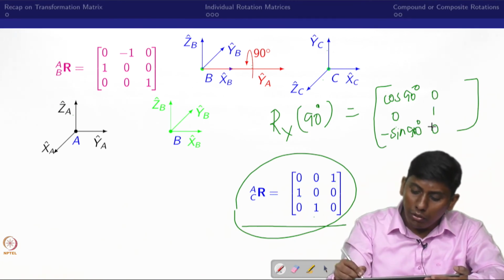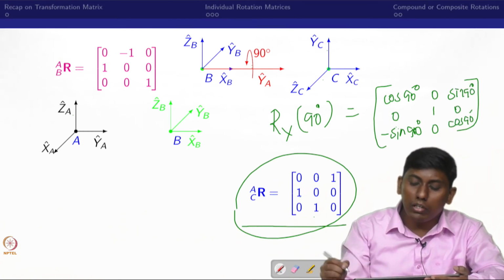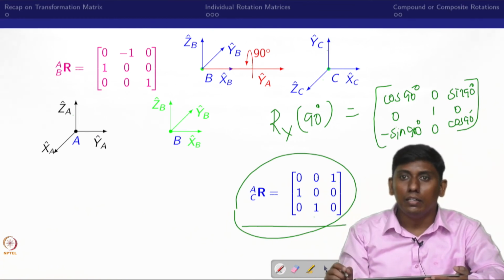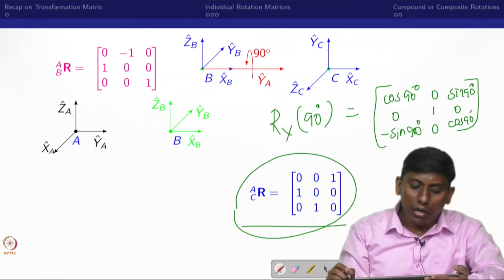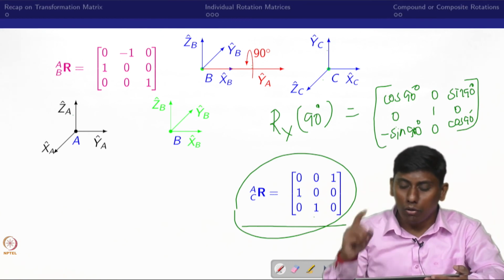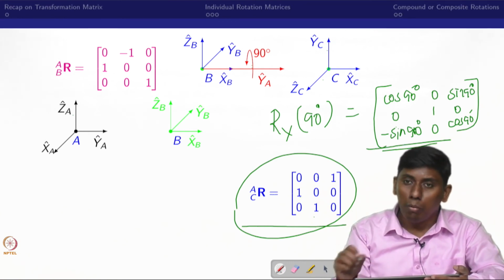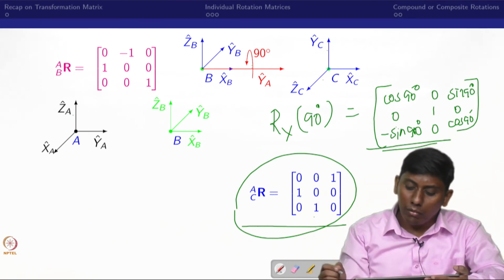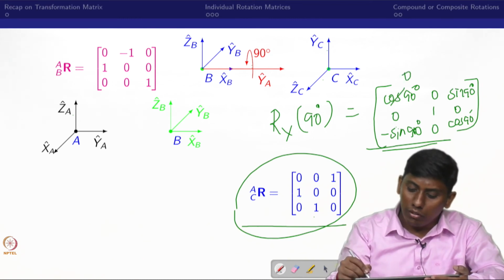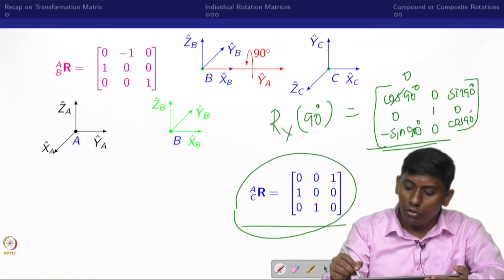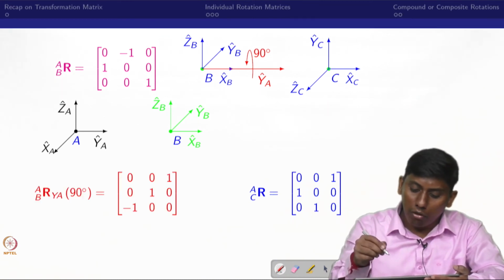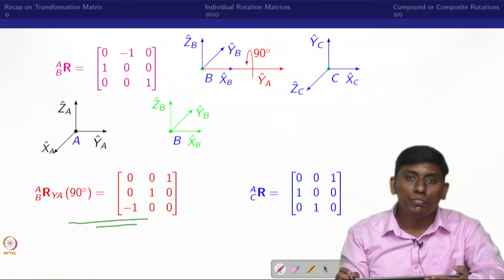So 0 1 0, then this is sin 90 and 0 cos 90, right. So this is what we did in the earlier lecture. I hope that you are recalling, or you can go back to that particular slide. Now you substitute this, so this becomes 0, this becomes -1, this is 0 1 0, this is 1 0 0, right. So that is what I am showing here, right.